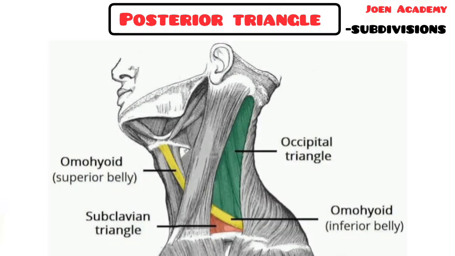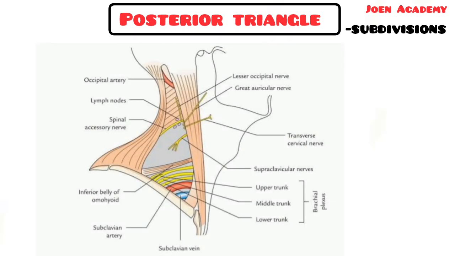The subdivision of the posterior triangle of the neck is done by the omohyoid muscle, and it divides this triangle into two, which are the occipital triangle and the subclavian triangle. The occipital triangle is located superior to the omohyoid, while the subclavian triangle is located inferior to the omohyoid. The subclavian triangle contains the distal portion of the subclavian artery.